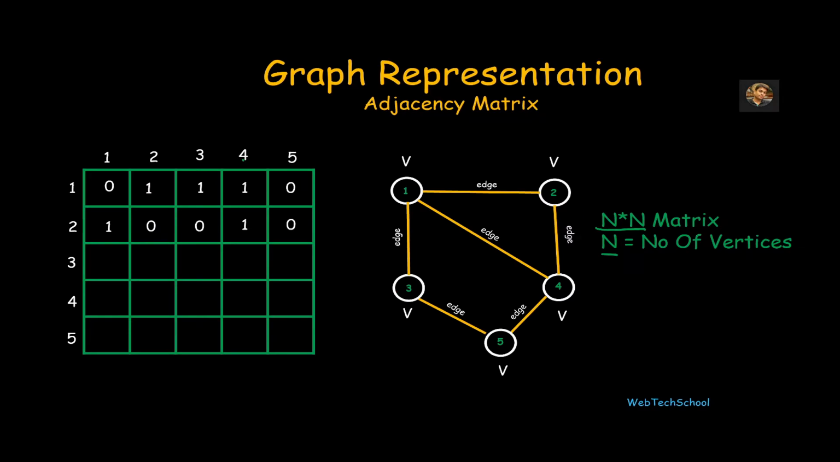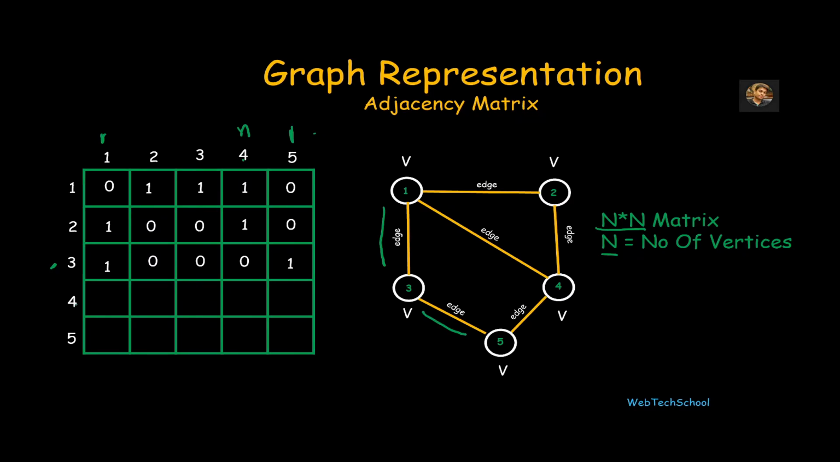Going to the next row, between vertex 3 and vertex 1, do we have an edge? Yes, we do have an edge, so we'll fill that value as 1. Between vertex 3 and vertex 2, we don't have any edge, so we'll fill this as 0. Between vertex 3 and 3, there is no self loop, so this value is 0. Between vertex 3 and vertex 4, we don't have any edge, so we'll fill this as 0. Between vertex 3 and vertex 5, we have an edge, so we'll fill this value as 1.